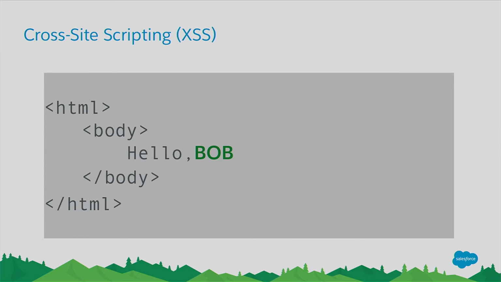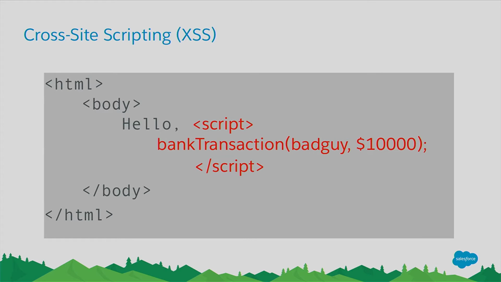But if we're taking this input from the user themselves, let's say we let them set their username to whatever they want it to be, they could set it to something like this. So now we have a script block being injected into the DOM of the web page, and the browser doesn't know that this data was sent by the user. If I'm just looking at this page right here, I see a body tag, and then I see a script tag. Oh, it's time to run JavaScript. And then we can carry out a transaction.